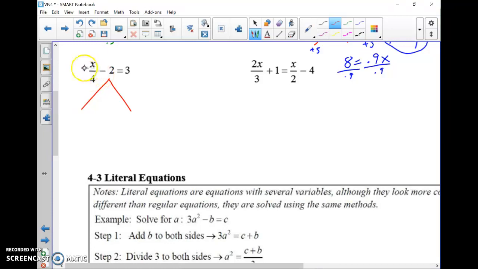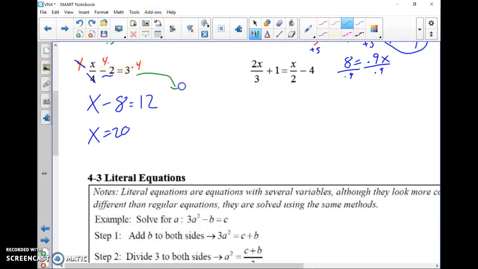In the first technique, I want to multiply everything by 4. There are 3 terms, 1, 2, 3, and I'm going to multiply all of them by 4. The term that had the denominator 4 now has 4 times x divided by 4. They cancel each other out, and I'm left with just x. It's no longer over 4. That's the whole point. Then negative 2 times 4 becomes negative 8, and 3 times 4 becomes 12. Now it's a simple equation. Add 8, we get x equals 20.